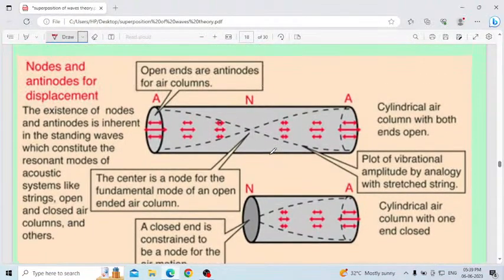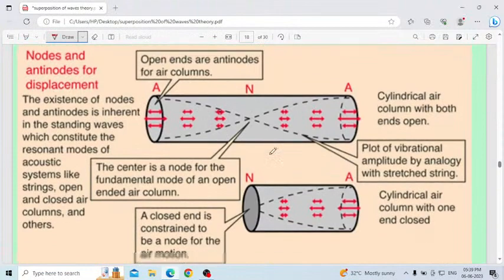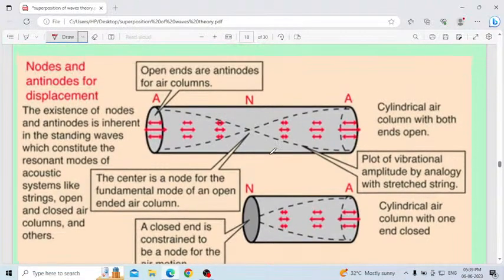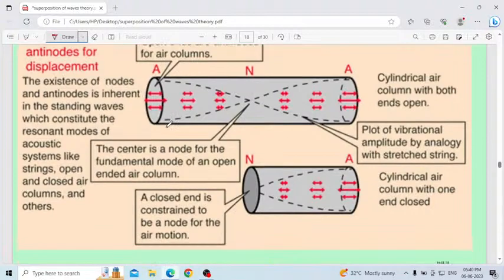Next one, this class I will take 1 hour, within 1 hour I will complete. Next one, open end or antinodes for air columns. Consider this is the air column, we will get air columns. One is the closed air column also, where two ends are open. Here, consider the first case, both the ends are open.